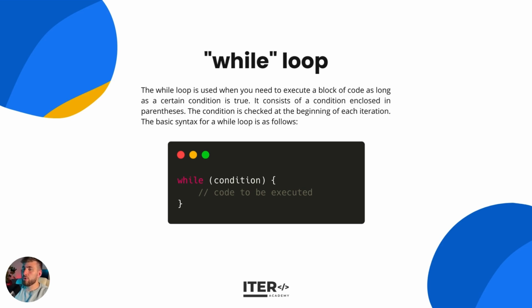The condition is evaluated before each iteration of the loop. If it's true, the code block within the loop will be executed. Once the condition becomes false, the loop will exit and the program will continue with the next line of code after the loop. It's important to keep in mind that if the condition is never false, the loop will run indefinitely, creating an infinite loop. This can cause performance issues, so it's important to include a way to exit the loop within the code block.